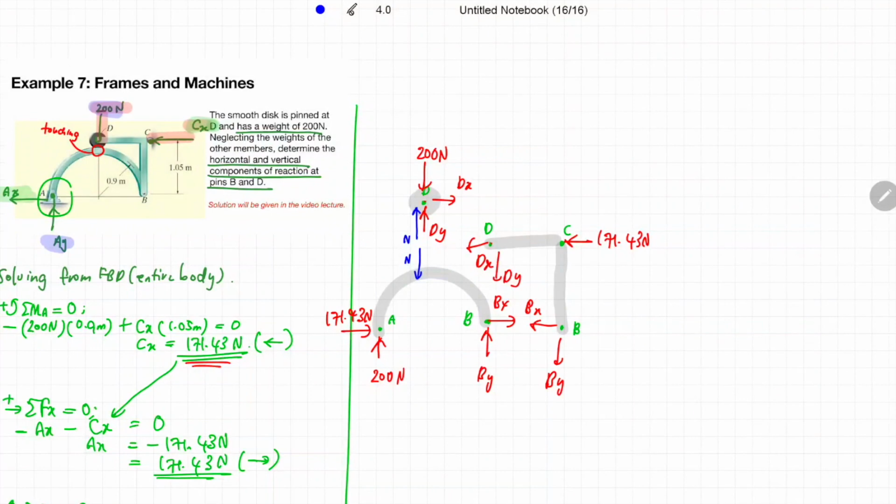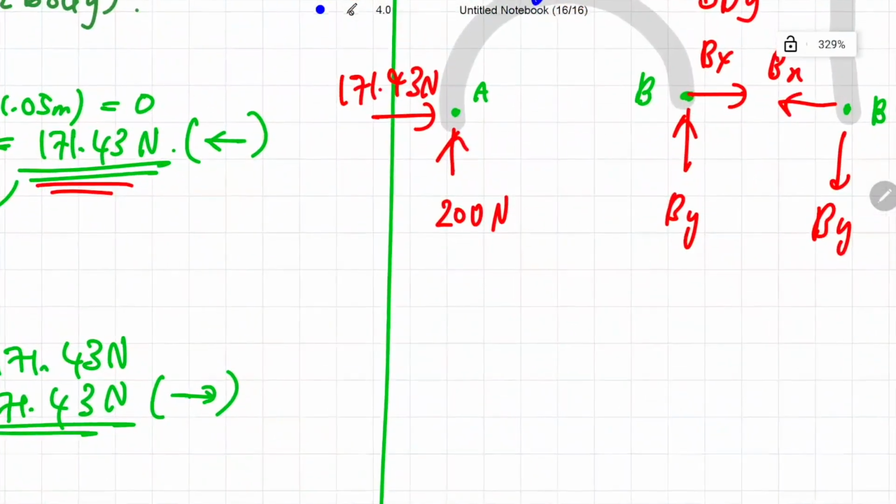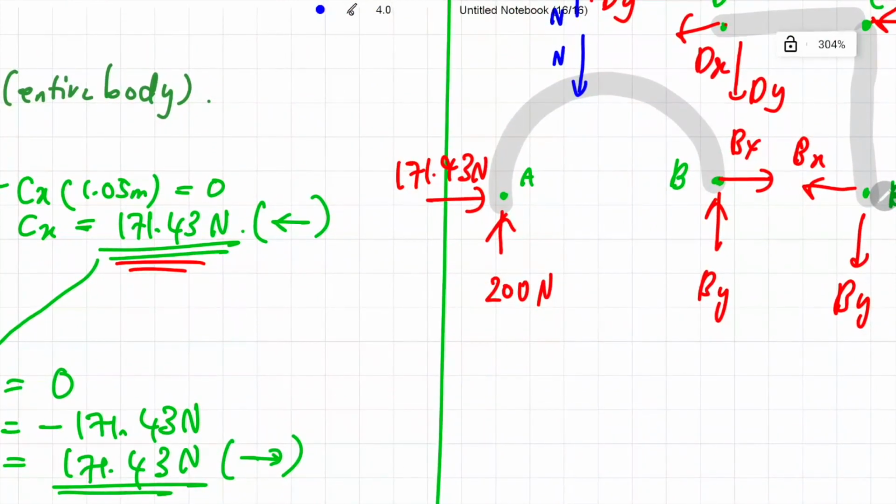But then look back at the question. The question asks you to find the horizontal and vertical reaction force at pin B and pin D. So kalau kita tengok pin B ni ada dekat member AB. So let's just try to solve this particular free body diagram from member AB.